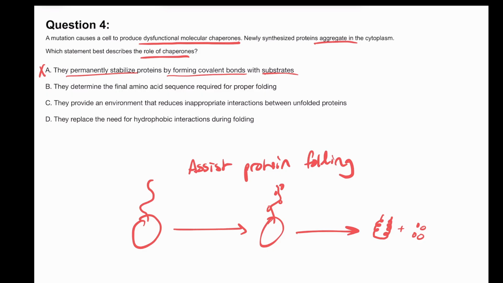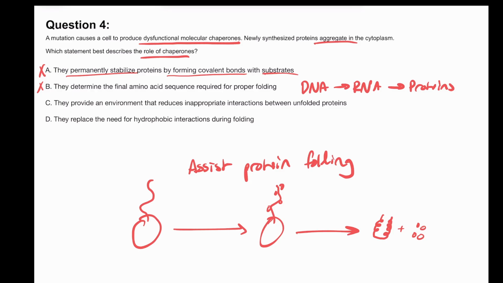B, they determine the final amino acid sequence required for proper folding. Well, this doesn't make sense. Remember, we're going DNA, RNA, proteins. And that's really like the central dogma of biology. That's a super classic example. And so nowhere in this sequence is chaperones. And so that's why answer choice B is wrong.